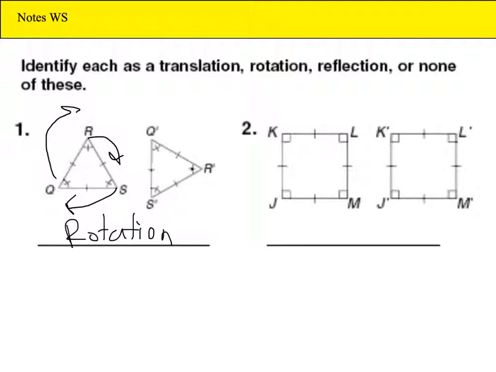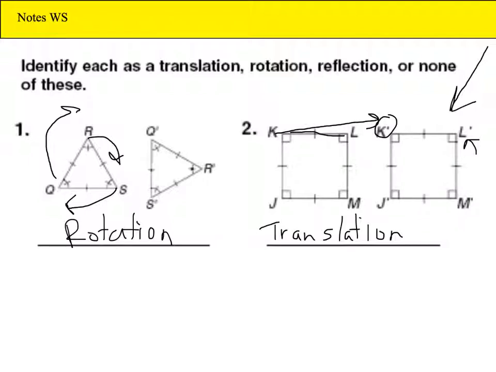Next one, this one is a little tricky, but this is a translation. The reason why it is a translation is because it keeps the same figures. This K is still in the upper left corner on my image here. L is still in my upper right corner.